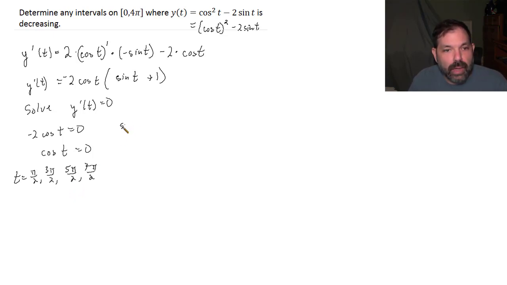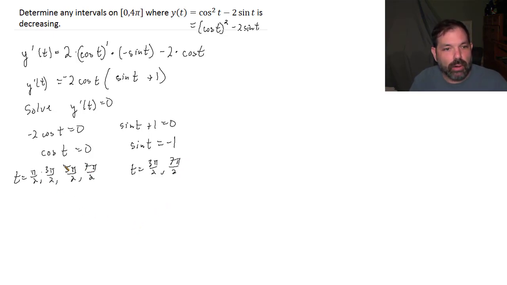All right, the other factor, sine t plus 1, is 0. That implies that sine t is negative 1. And where is sine t negative 1? If we're thinking of the unit circle, that's the bottom of the circle. So that's 3 pi over 2 and 7 pi over 2 over the interval. So we see that some of the roots here are repeated, and that happens sometimes.